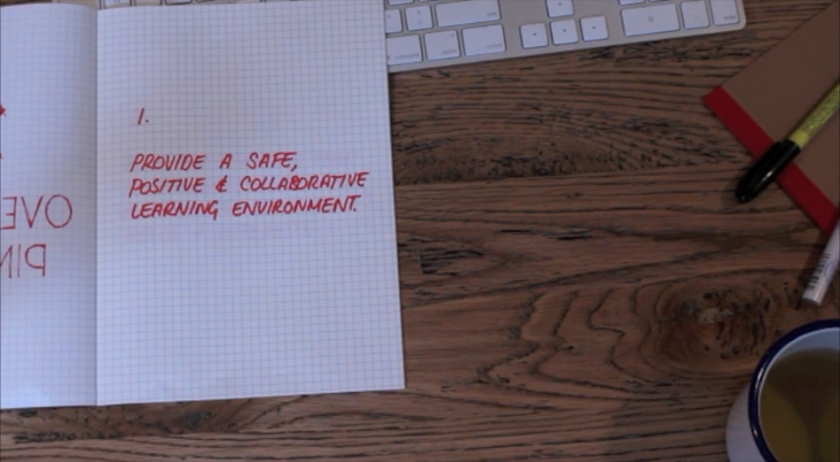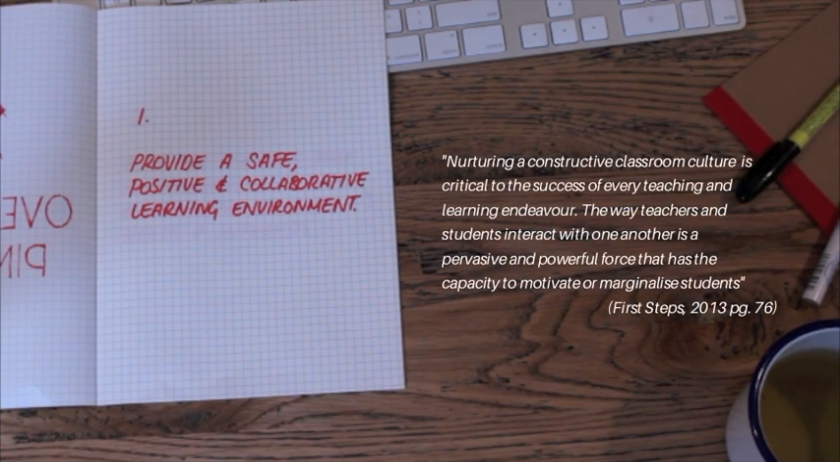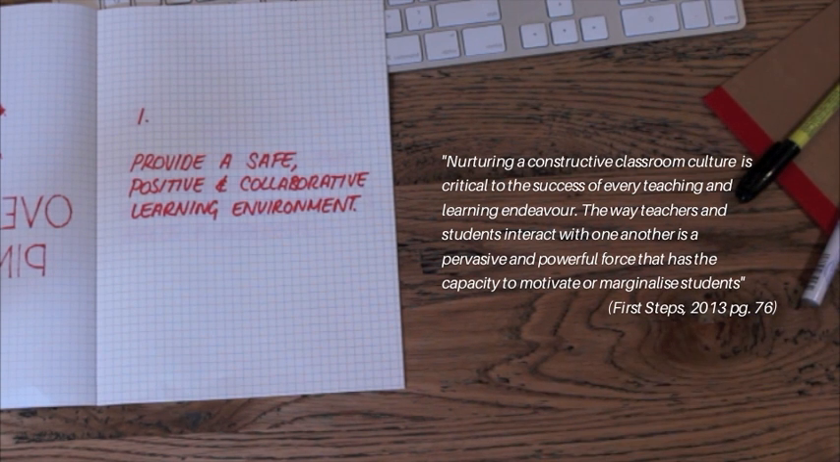1. Provide a safe, positive, and collaborative learning environment. The first principle is about establishing a positive classroom culture and is supporting 2 of the ATSL professional standards, knowing students and how they learn, and focus on creating and maintaining supportive and safe learning environments.